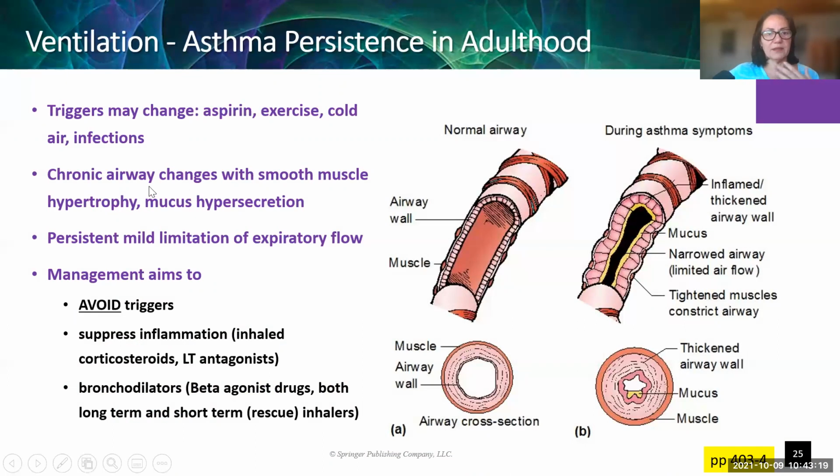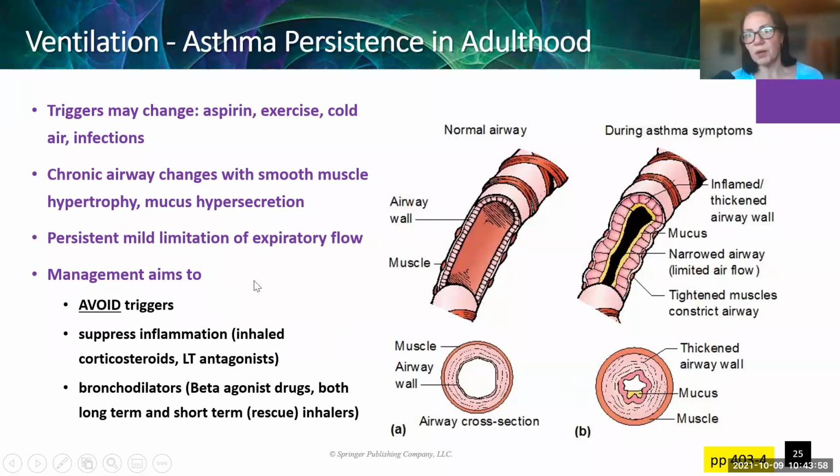What we end up with, the chronic problem, is that smooth muscle is a muscle, right? If you keep causing it to constrict, if it keeps having to do this, it gets stronger, it hypertrophies, it gets bigger, which actually makes the airway wall thicker, which makes the space the air has to move through smaller because there's more muscle. Additionally, we end up with more mucus being produced, which is going to cut even more into the space we have for air to travel.